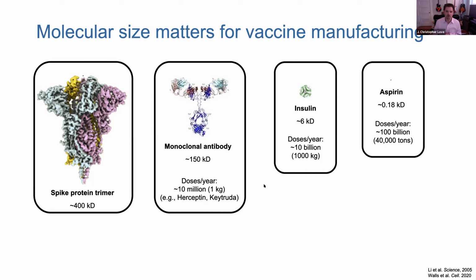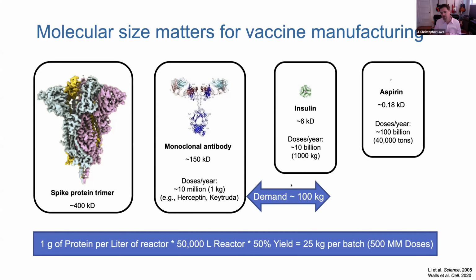And so for where we'd like to get to, maybe on the order of 100 kilograms, we can start to run some numbers and say, look, if we want to get to 500 million doses, we're going to need to look at maybe large reactors, 50,000 liters. We're going to need to get to gram per liter titers. We'll have to purify and recover that, and be able to make about 25 kilograms per batch, something like that. So we would like a molecule in the size range between about 150 kilodaltons and 6 kilodaltons to be able to accommodate that easily with the existing manufacturing capacity.